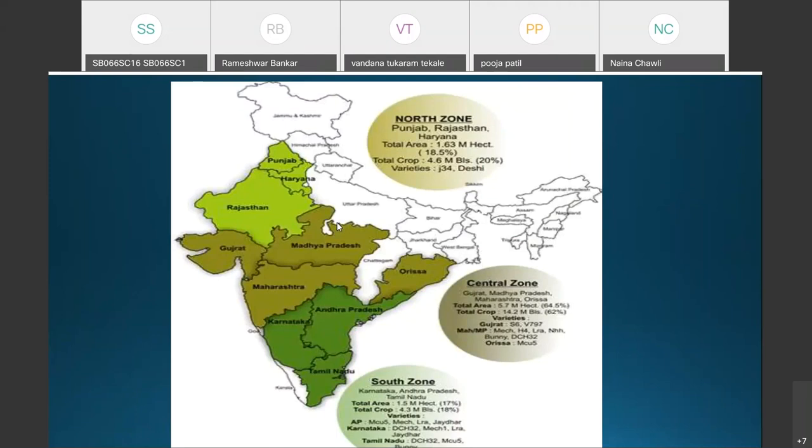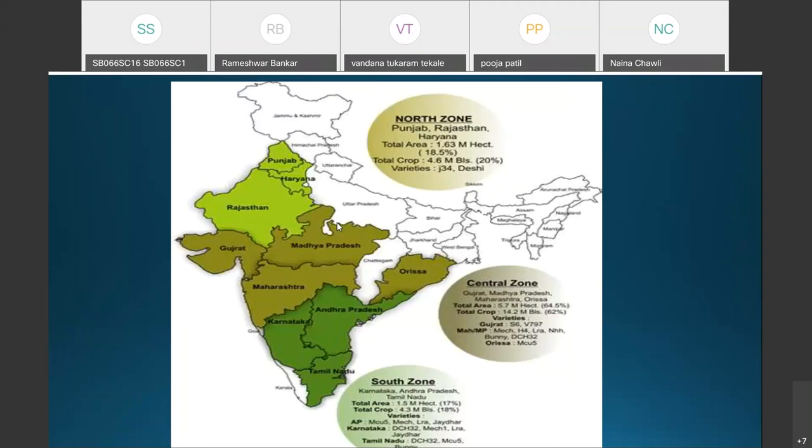In the central zone, the centers of cultivation are Gujarat, Madhya Pradesh, Maharashtra and Orissa. The south zone has Karnataka, Andhra Pradesh and Tamil Nadu. And there is also another, the eastern zone, which has Assam, Tripura and Manipur.